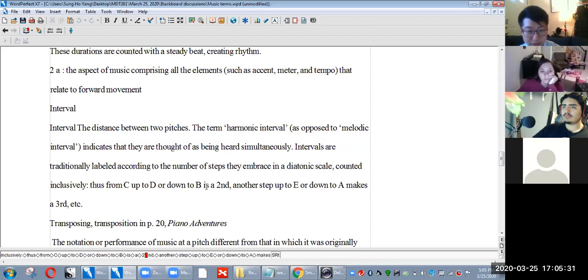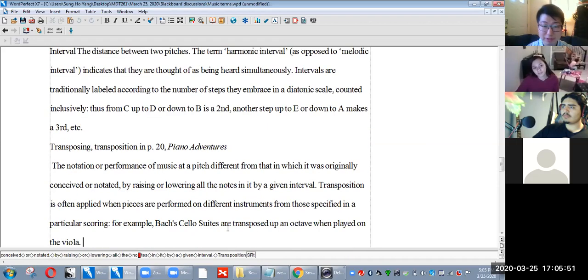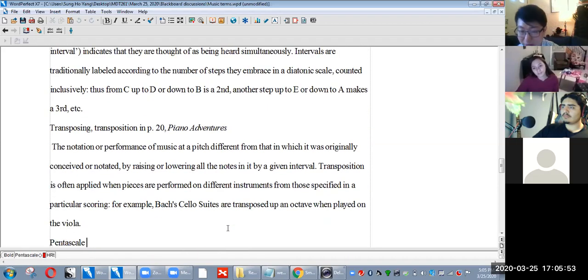So it's just repeating itself. C, D, that interval is a second. B to C, B, C is a second. Okay, and transposition is a very interesting concept we need to study. Go to page 20, Piano Adventures.